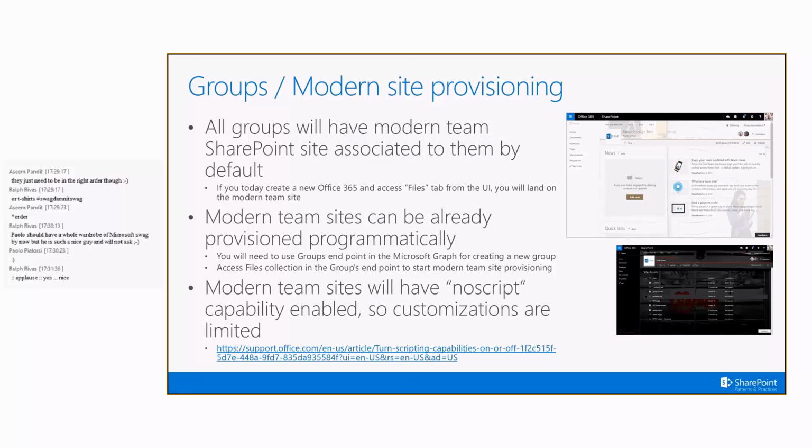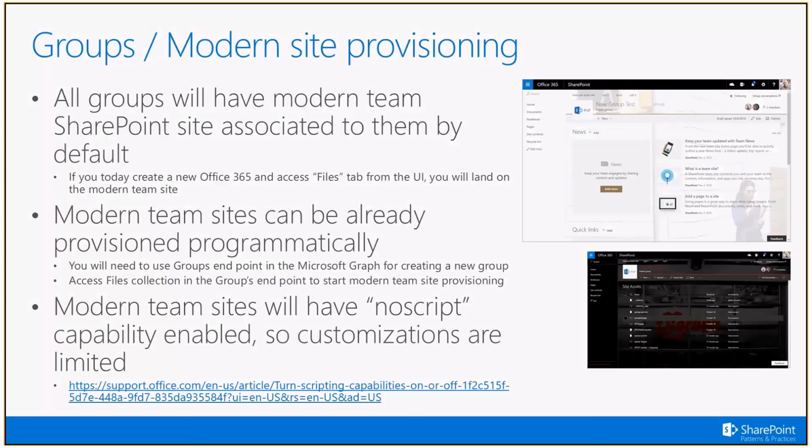And you can see that actually visually if you go to Outlook and create a new group in Outlook and you click the Files tab in the Outlook web UI, it will show you, hey, we're making things ready for you, and it takes like 5 seconds and the site is ready. And you see the modern team site. And it's super, super fast.